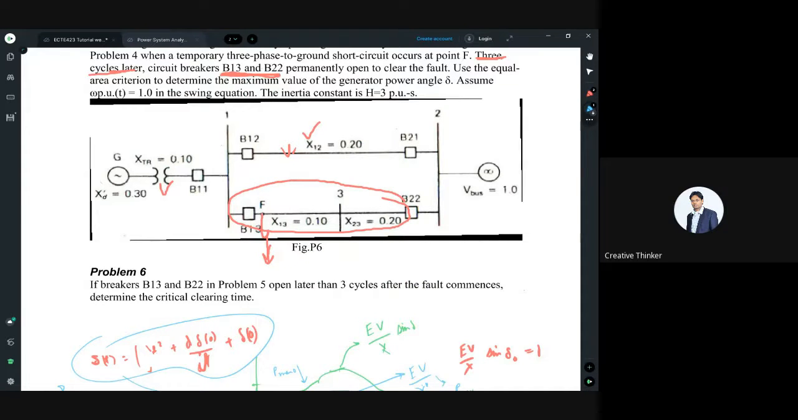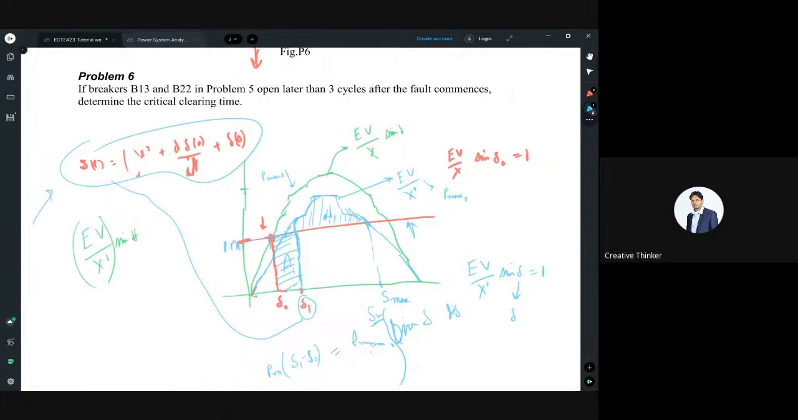Now problem 6 is saying: if the breaker in this problem 5 opens later than 3 cycles, means it is getting delayed and opening beyond 3 cycles after the fault comes, determine the critical clearing time. What can be the critical clearing time?